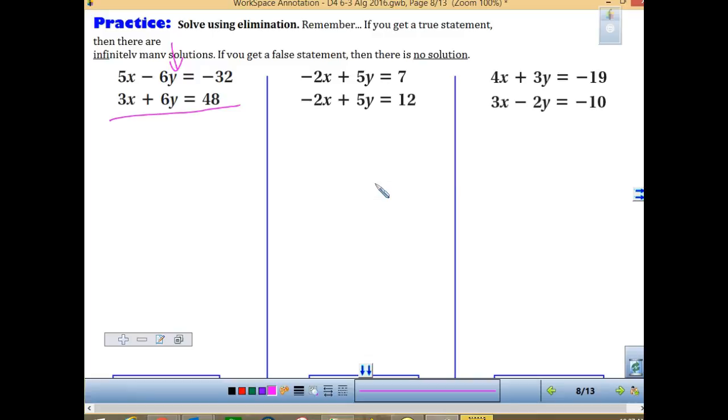All right, Elena started in the first one. What'd you get? 8x equals 16. Okay. Next step, Mallory, would be to divide by 8, and x equals 2. Okay. First part of my answer, 2. Then what am I doing, Jacob?